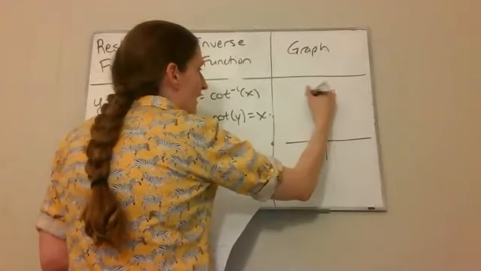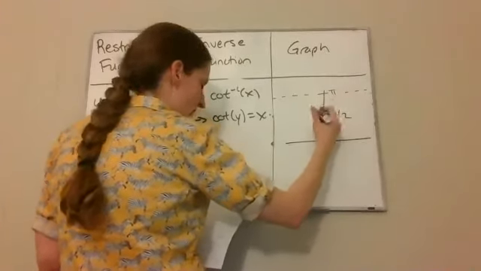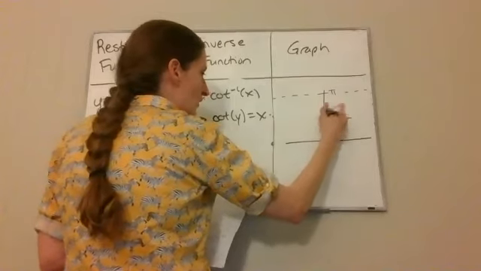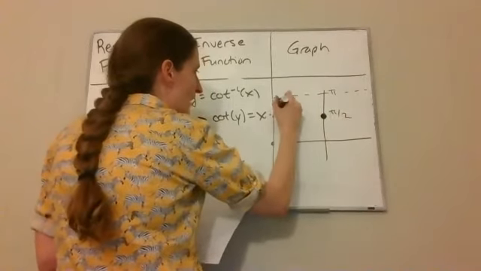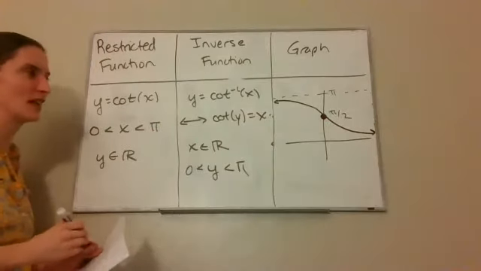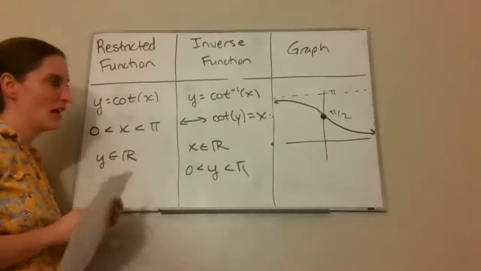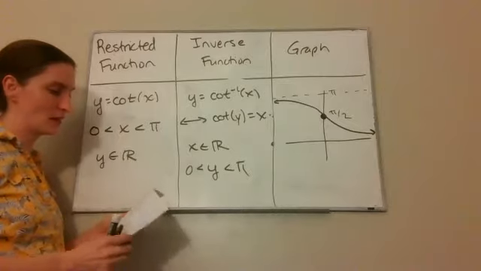So this is pi. Here's pi/2. I have a point at 0, pi/2. And the graph looks something like that. It has a horizontal asymptote of pi up on the left side, and then it flattens to the x-axis as it goes to the right.